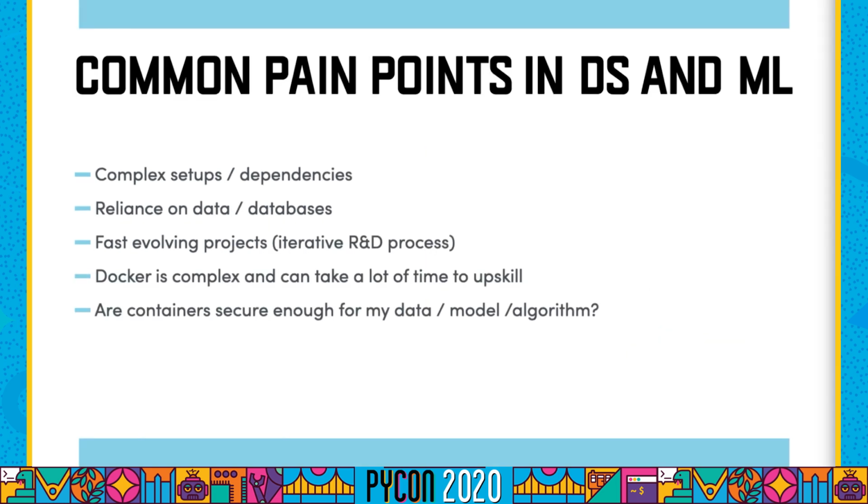So what are some of the common pain points when using data science, machine learning, and Docker together? First of all, we tend to use complex setups or dependencies. And this is just because of the nature of Python, some packages, and some libraries. We also have a high reliance on data and databases. A common characteristic of data science and machine learning projects is also that they tend to be very fast evolving projects. During the phase of research and development, we tend to do a very fast and iterative process.